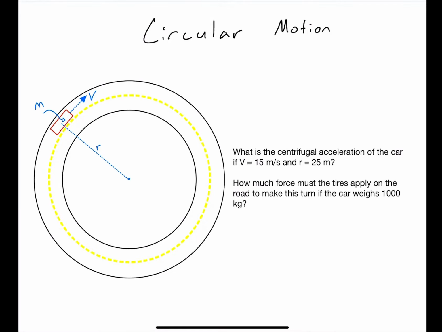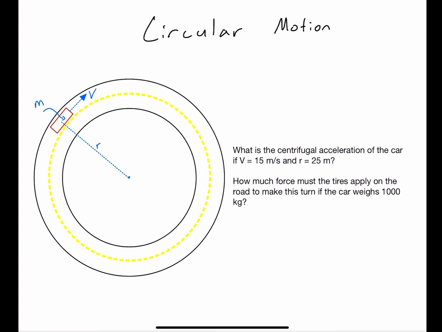Hello everybody, today we're going to be looking at some circular motion. So the problem we have today is we have a car moving around a circular track. Now our first question is, what is the centrifugal acceleration of the car if v equals 15 meters per second and r equals 25 meters?